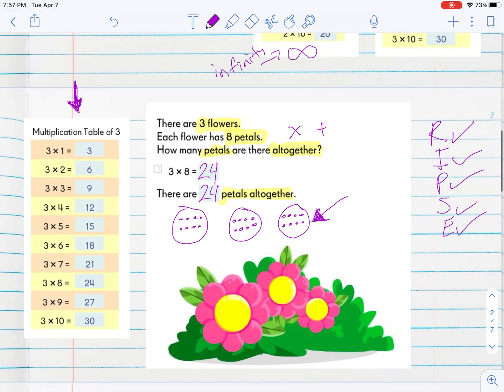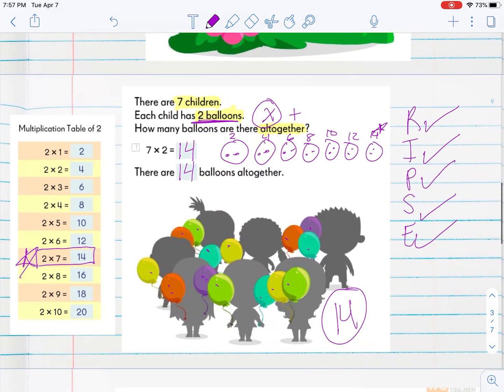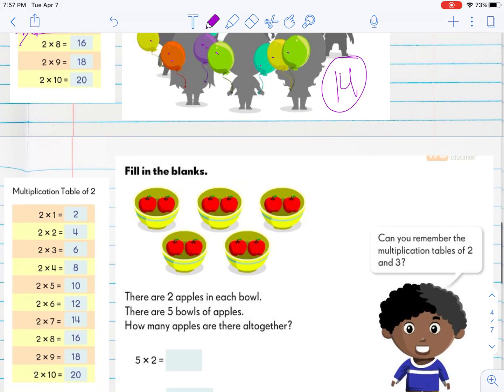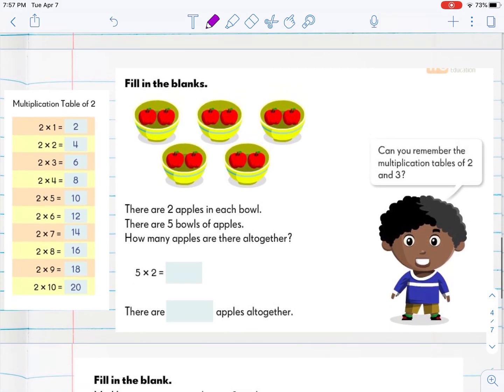The difference in this problem is we saw only 3 flowers here. We didn't say 3 groups of 8, so this picture was more just for us to understand the problem. It wasn't for us to count. Here, though, we see the equal groups. So when you have an illustration that is showing you exactly what is in the picture, you can go ahead and use that, right? It's always good to use that as a strategy to solve a problem.